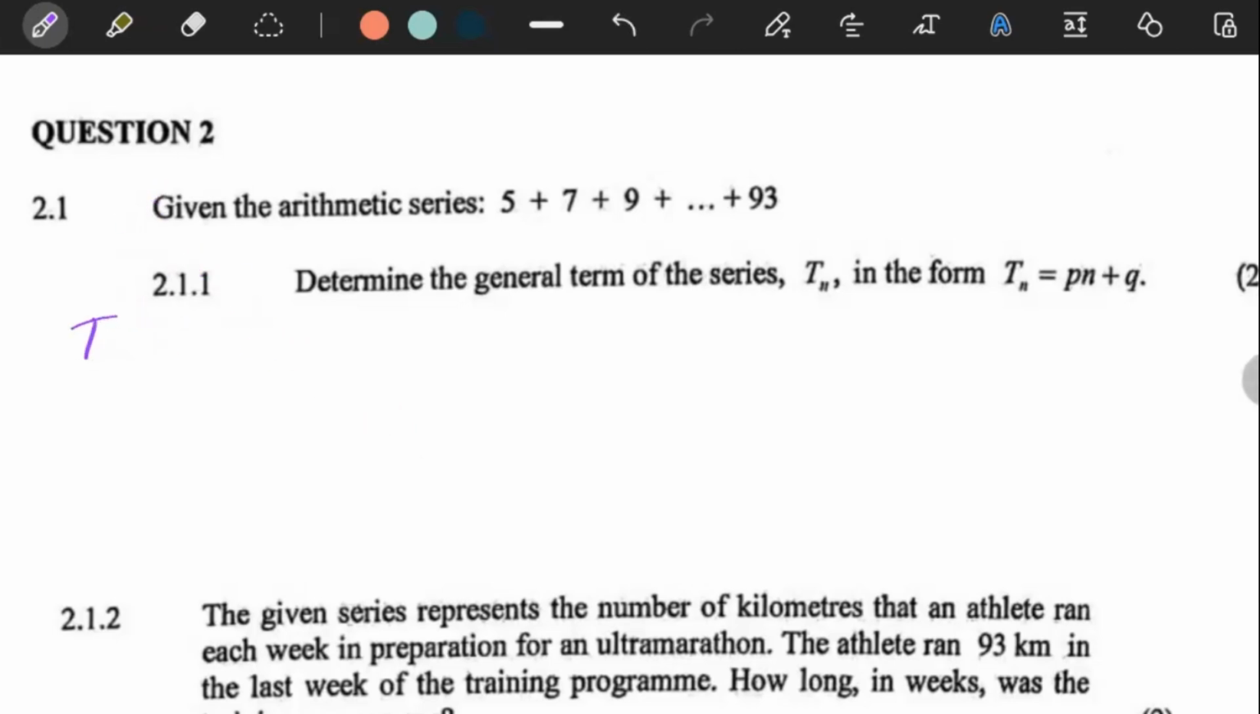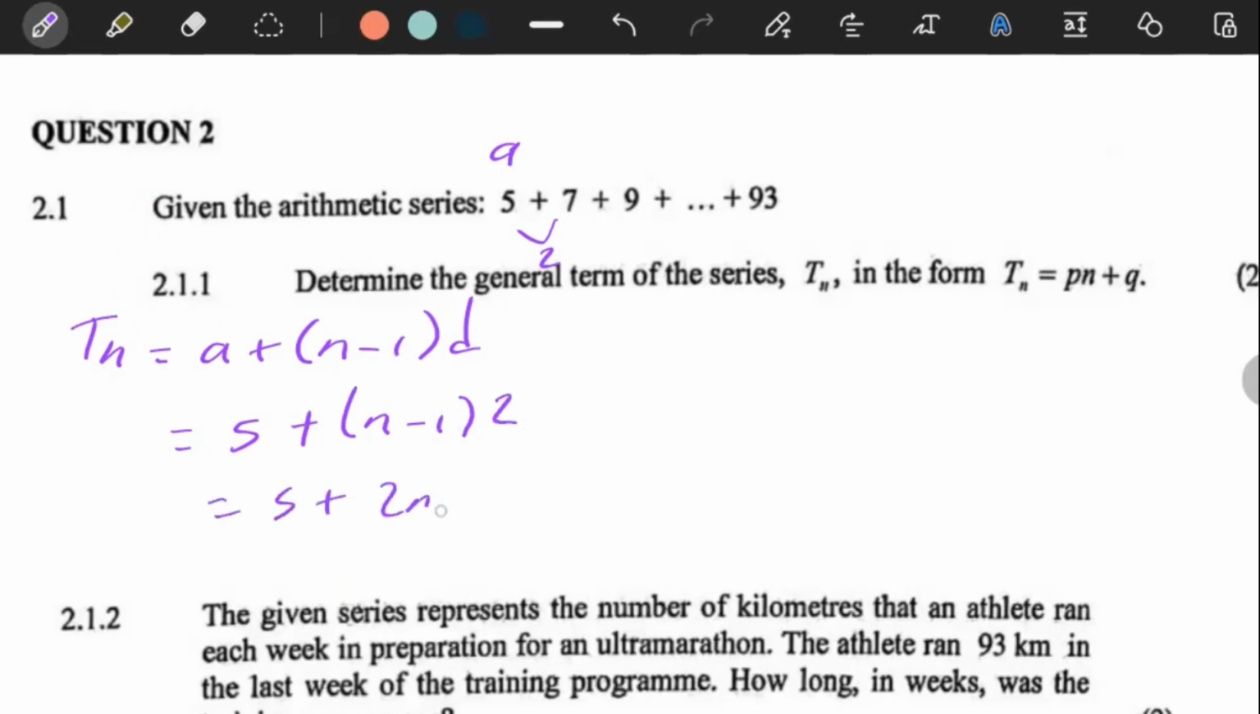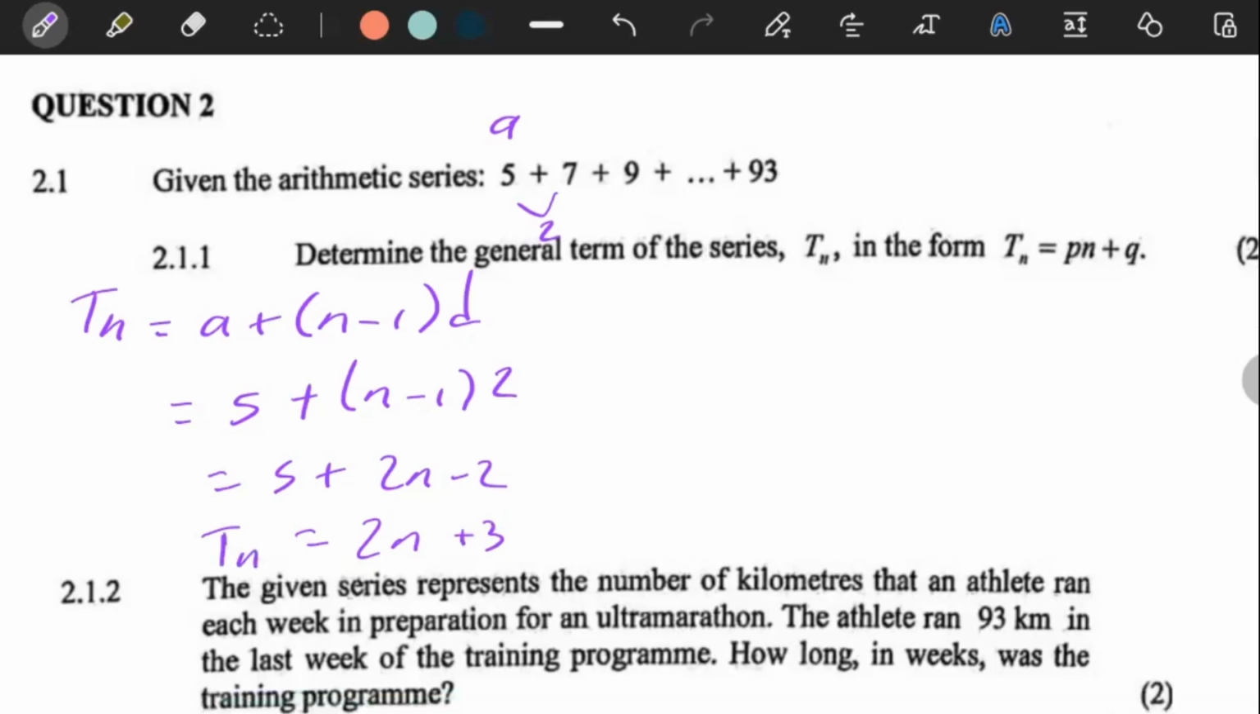This is an arithmetic series, and the general term of an arithmetic series is given as follows, and this is something that you get on your formula sheet. A is the first term. Our common difference here is a 2, and this is just too straightforward. A, that is 5, and we leave it as it is. D is a 2. If we simplify this, we have Tn equals 2n plus 3. There you go. That's your standard form, easy 2 marks.